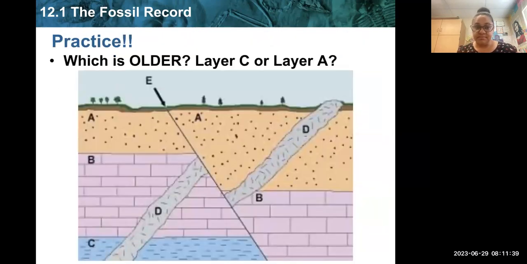So practice. You have a bunch of layers there. If I give you two layers, layer C or layer A, which one is older? Which one is on the bottom?